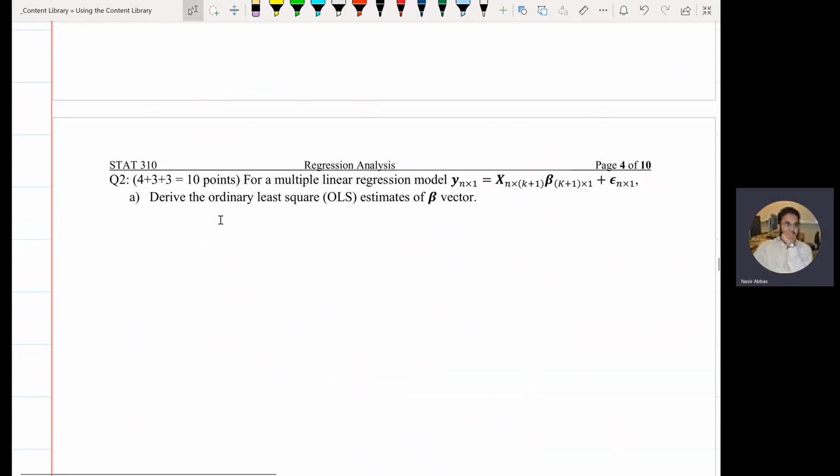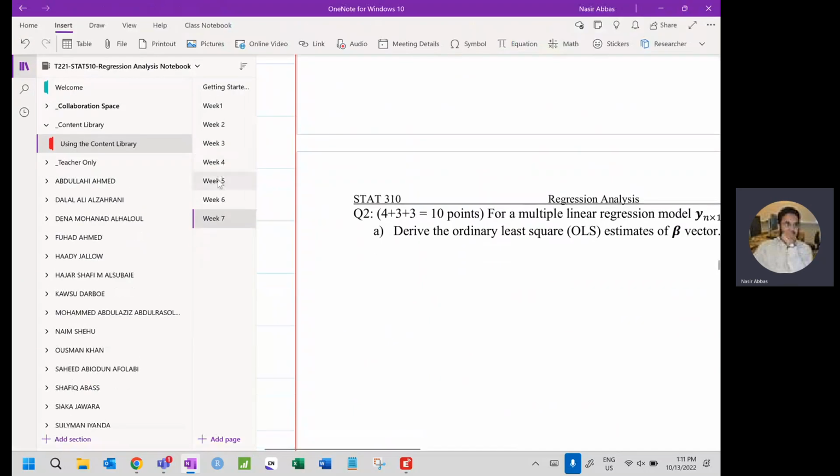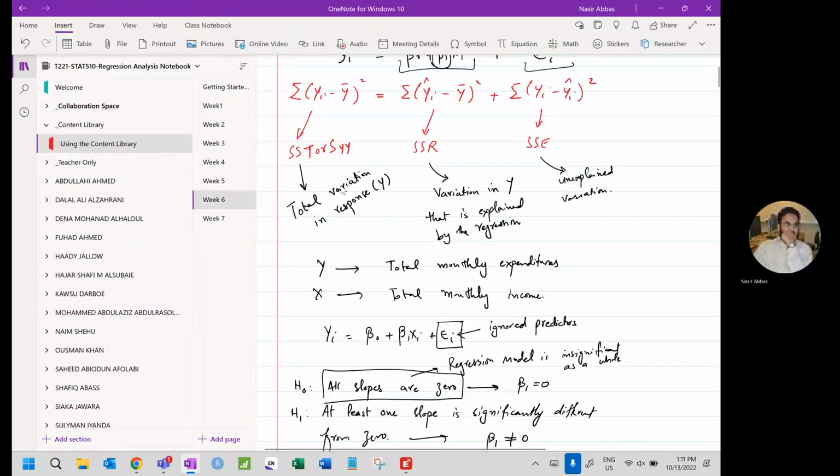Question number 2 is from chapter number 2. This says that for a multiple linear regression model, you have y = x beta plus epsilon. The model is given. Derive the ordinary least square estimate of beta. This is straightforward from the notes. I will tell you again where it is proved and where you start and where you end. For this question number 2, you go to week number 5, I think. 6.